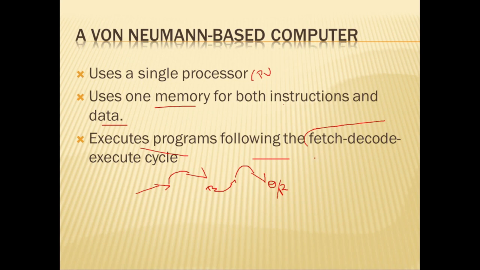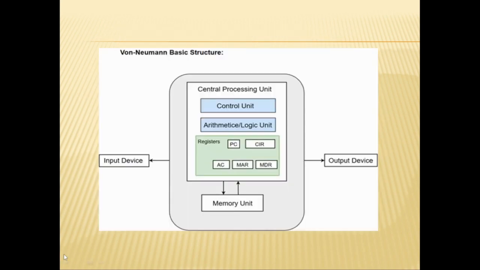That is, you are giving an input, and the given input is decoded. Afterwards, it executes that given instruction, then it will produce our result. This is the basic structure of the Von-Neumann architecture. So this is the processor, the central processing unit in the Von-Neumann architecture.